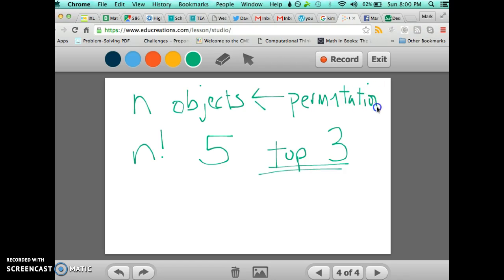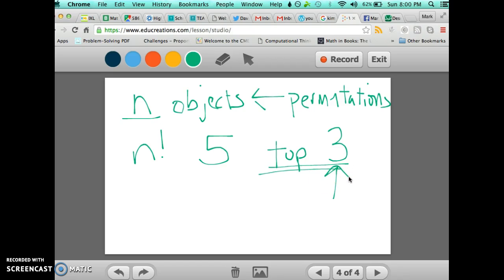And we use 5 factorial. Permutations is a word meaning ordering. But sometimes we're going to ask about choosing amongst n objects, choosing five objects, but we only are taking 3 of the objects.